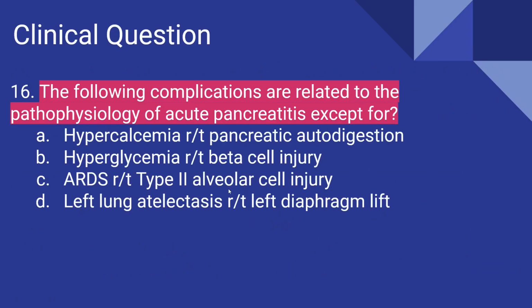Final question. The following complications are related to pathophysiology of acute pancreatitis, except for what? So we're thinking physiology of acute pancreatitis. Would it be hypercalcemia related to pancreatic autodigestion? Hyperglycemia related to beta cell injury? ARDS related to type 2 alveolar cell injury? Or left lung atelectasis related to left diaphragm lift?